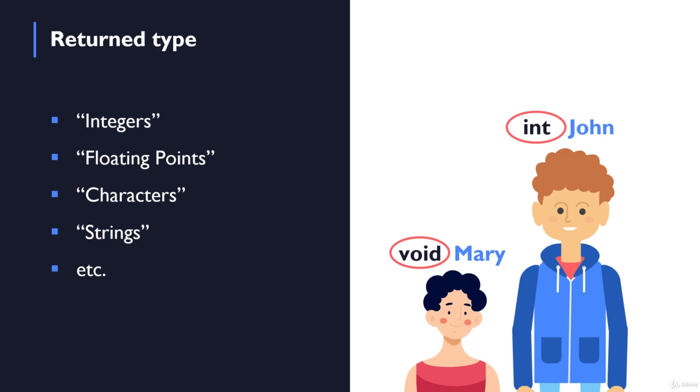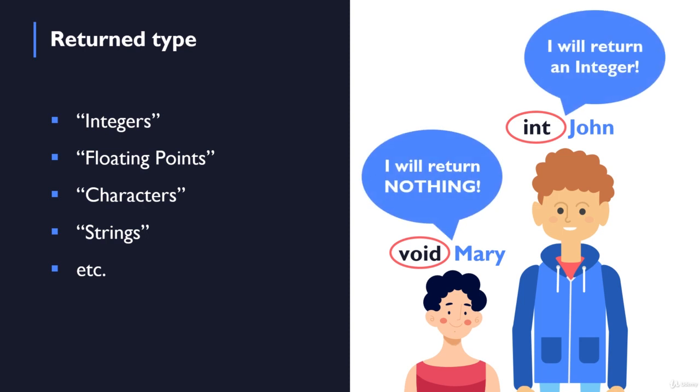And I've just noticed that I'm saying the word okay a lot of times in this video, so let's stop it. And if we come back to talk about the functions, one function, John, will return an integer and Mary will return nothing, and that's also okay.